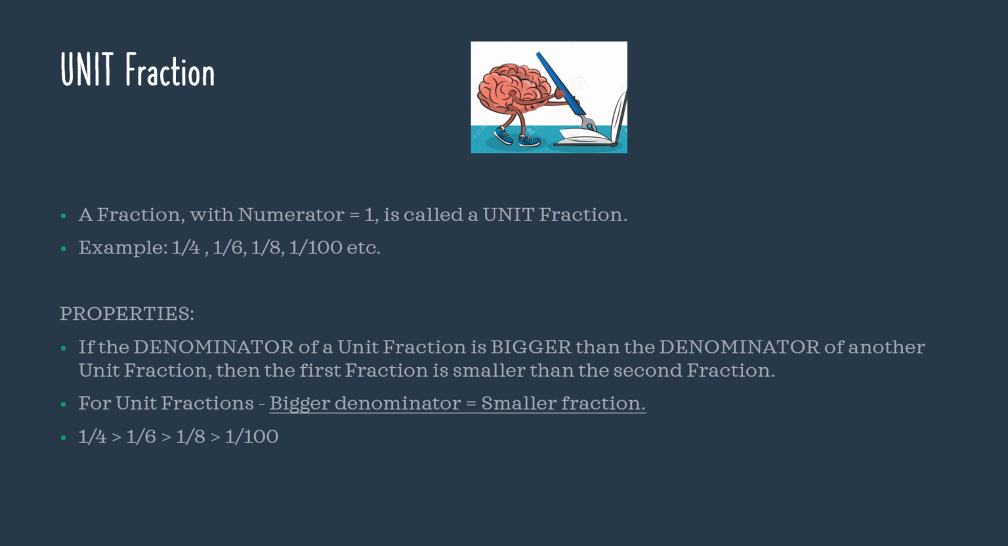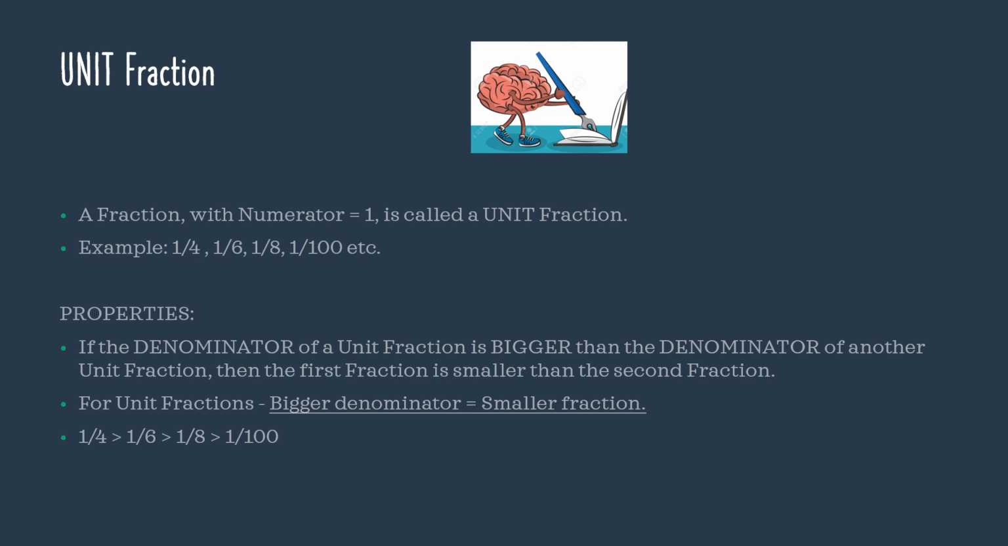If the denominator of a unit fraction is bigger than the denominator of another unit fraction, then the first fraction is smaller than the second fraction. So, in case of unit fractions, a bigger denominator means it is a smaller fraction.